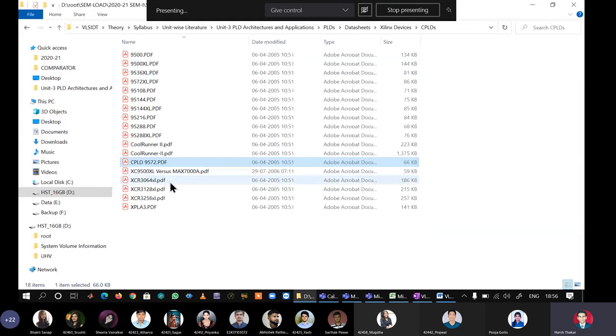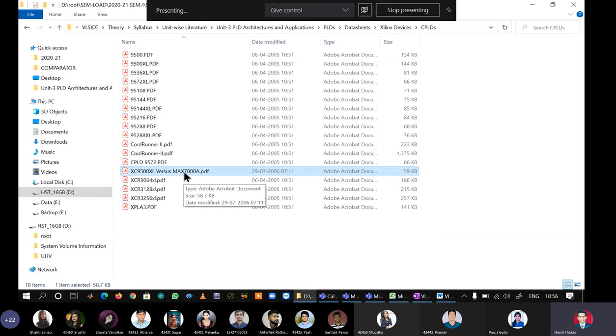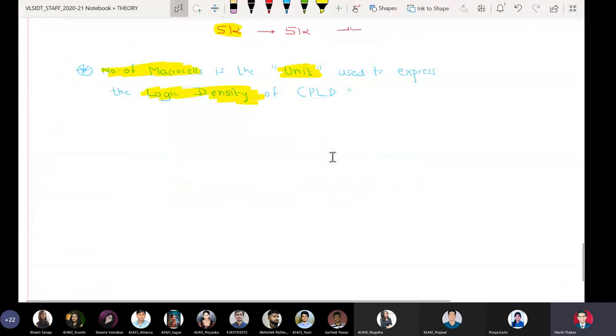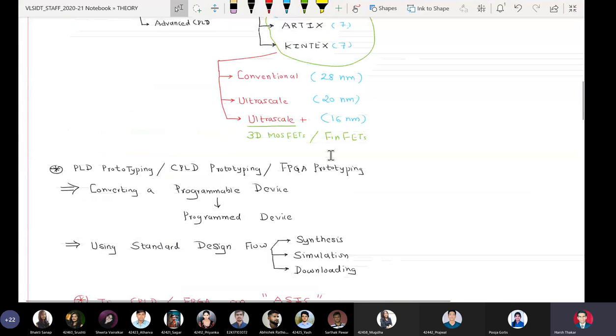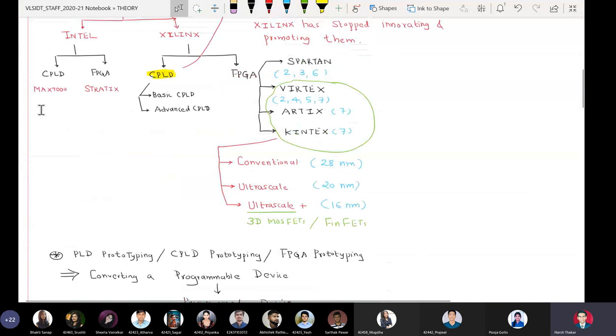Let us see if we have something in Cool Runner. I told you about Max 7000. Max 7000 was a CPLD from the competitor Altera. I had written here, if you remember, Max 7000 from Intel Altera. That is what I was speaking about.